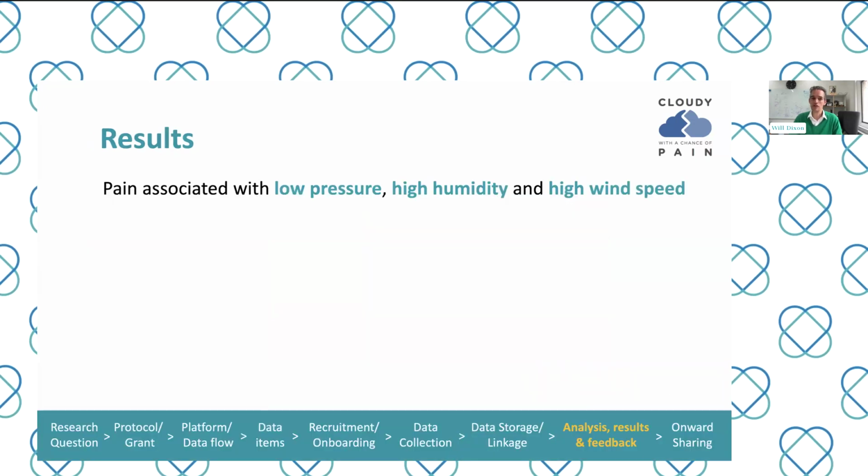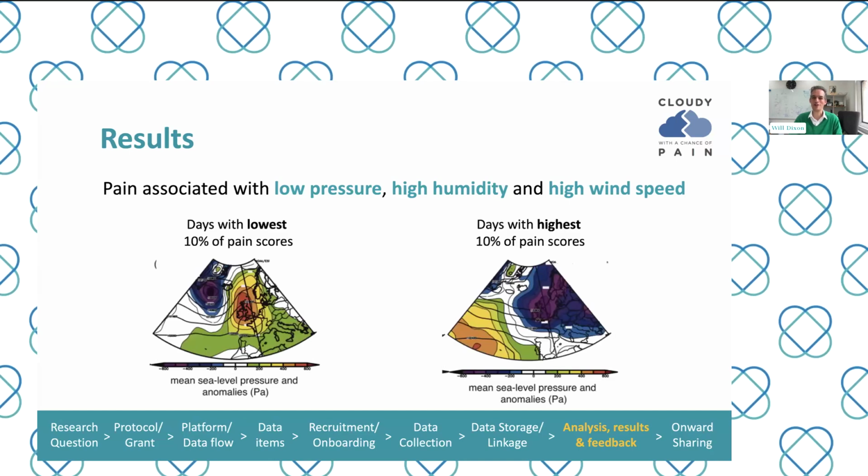And so years after we started, we then generated the results. We found that pain was associated with low pressure, high humidity, and high wind speed. And visually, you can see it quite well here, in that the days with the lowest 10% of pain scores on the left had a really high pressure area bang over the middle of the UK. And on days with the highest 10% of pain scores, there was an area of low pressure. So pain is associated with low pressure, you can see very clearly.